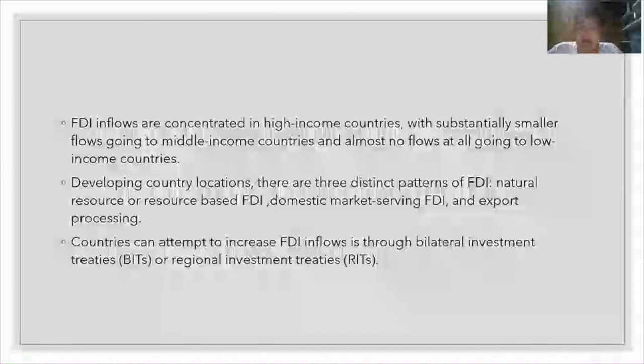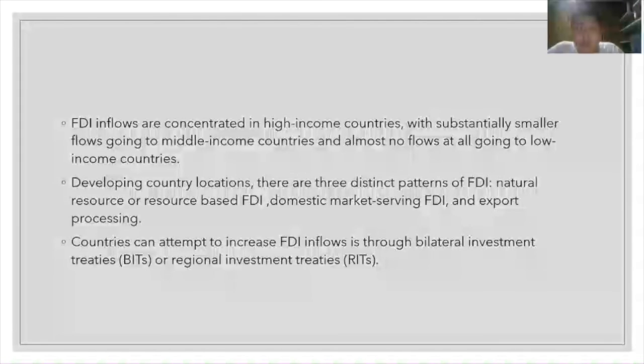So, FDI inflows are concentrated in high income countries, with substantially smaller flows going to the middle income countries, and almost no flows going at all to the low income countries. For example, in 2008, low income countries received only 1% of the global FDI, but even this 1% of the 2008 total was highly concentrated in three low-income countries like Vietnam, Ghana, and Yemen. And these three countries received one half of this 1% in 2008.